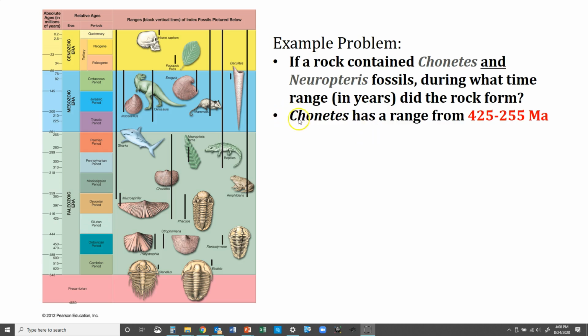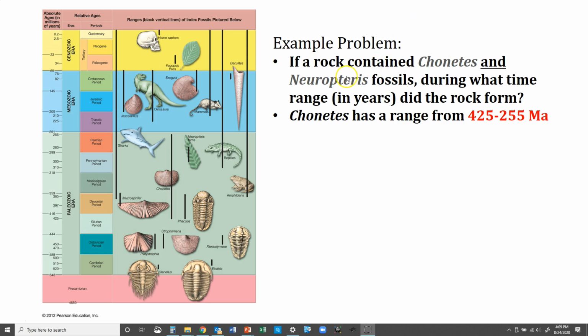So our first question is, when did Chonites exist on the surface of the Earth? In order to do that, we're going to look at our chart over here, and for each fossil, they give you the little picture, and then they're also going to give you a vertical black line. So this vertical black line is telling us the lifespan, or when this fossil existed on the surface of the Earth. So Chonites came into existence about 425 million years ago. It was around for a really, really long time, and it went extinct at about 255 million years ago. So Chonites existed from 425 to 255.